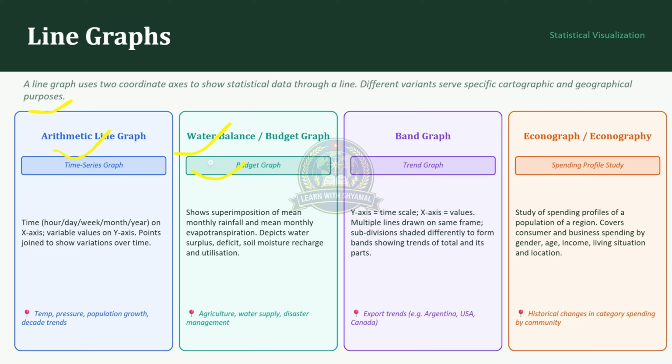Then band graph or trend graph, y-axis time scale and x-axis values. Okay, multiple lines drawn on the same frame, subdivisions shaded differently to form bands showing trends of total and its parts. Export trends, for example Argentina, USA and Canada.